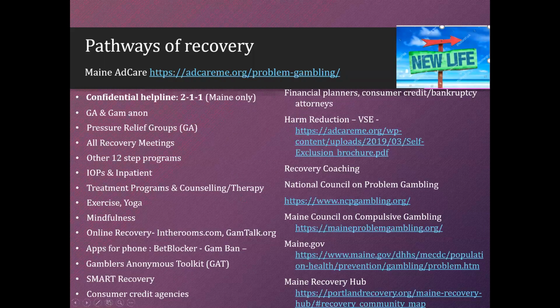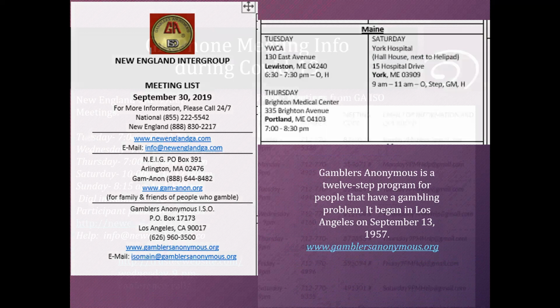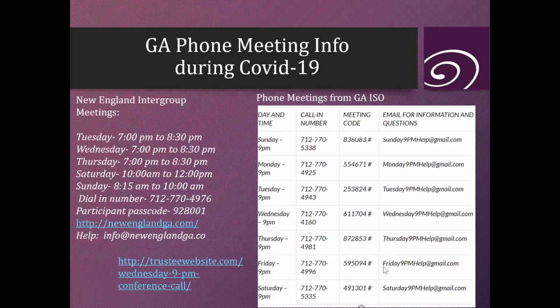I've got to get going here. So you can look at that. There are some links to resources in Maine. Here's just a slide with the 3 GA meetings in Maine. Here's a slide that is important for anybody. This part over here, these are the international GA calls that are happening right now during COVID-19. So every night you call this number, you put in this meeting code, and you can find a GA meeting. And locally, these are people I know. People who are on these calls, I know them. And those are available as an online phone resource as well.